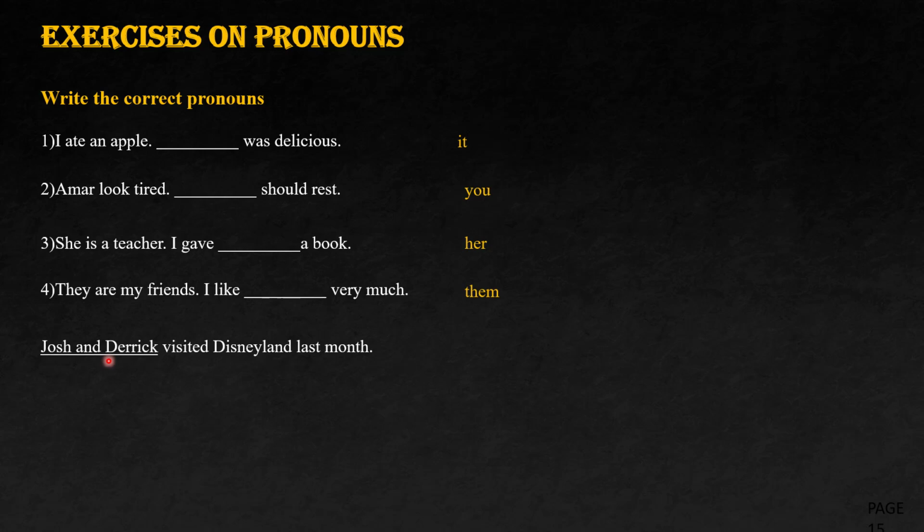Now, this is again a different type of example. John and Derek visited Disneyland last month. John and Derek, there are multiple people. So what happens now? In the sentence, it should be "they," multiple. They visited Disneyland last month. Sarah did not come home last evening. Sarah, a woman, should become "she." She did not come home last evening.